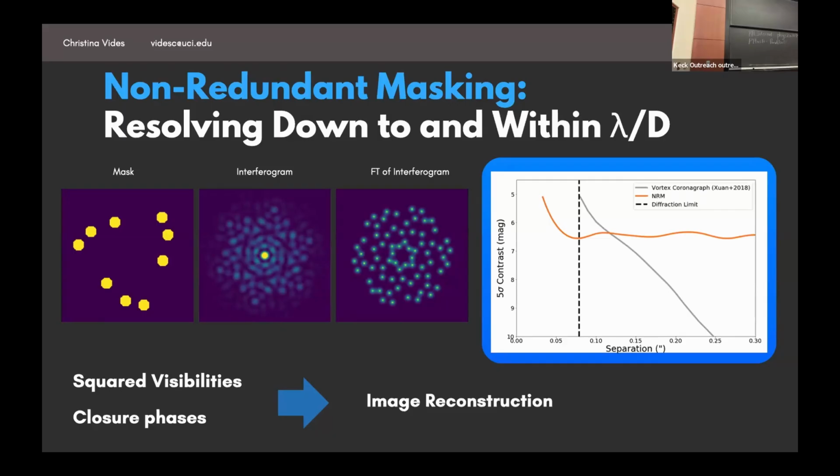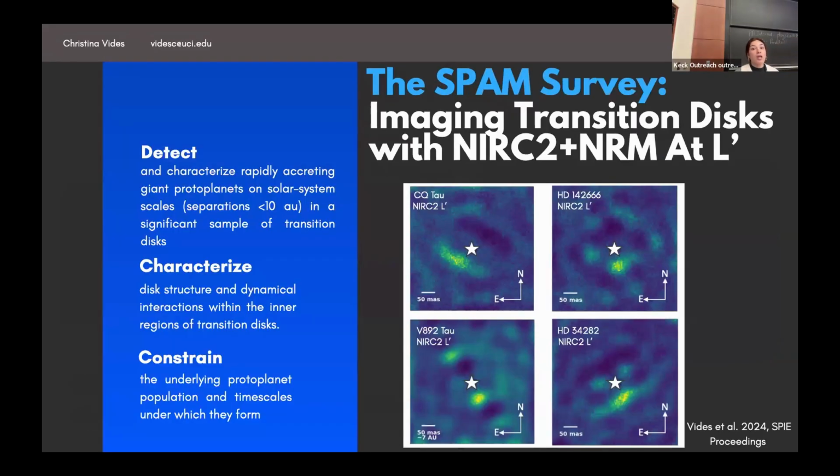And contrast is defined as the difference in brightness between the host star and detectable planet signal. What we can also do with these Fourier observables is reconstruct an image, which tells us about the source brightness distribution. So today I'm going to tell you about the SPAM survey, which is a direct imaging survey of transition disks with NIRC2 and NRM at L-band. We do the survey at L-band because this is where protoplanets are the brightest in both theoretical SEDs and the observed SEDs of the PDS70 planets.